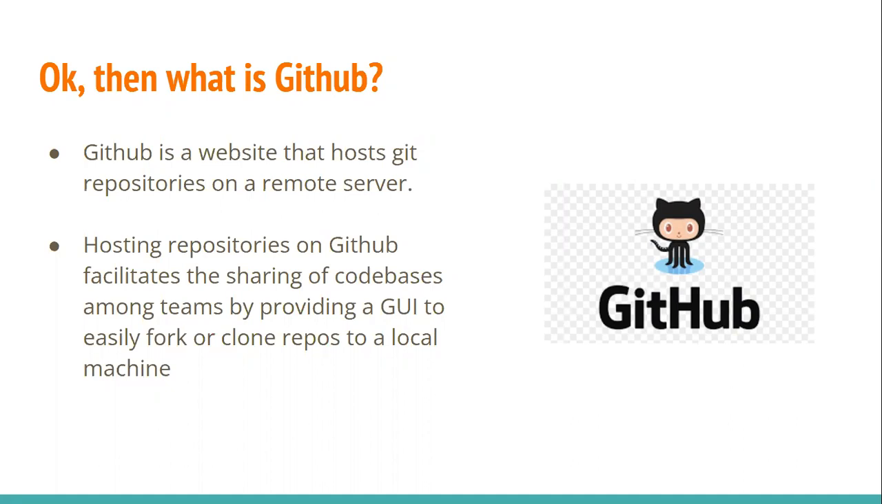It is easy to fork or clone repos to a local machine. Fork means you can download the repository, the same code, to your machine. Clone also means you can download the same code to your personal machine. GitHub basically gives you that option.